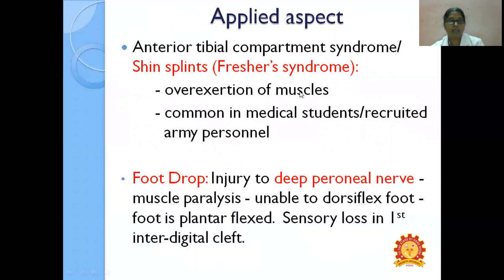The second one, the most common and most familiar, is foot drop. So what happens in foot drop? There is an injury to the deep peroneal nerve. As a result, the muscles of the anterior compartment of the leg will get paralyzed. So the person will not be able to dorsiflex the foot. The foot is in a plantar flexed attitude. In addition, there is a sensory loss in the first interdigital cleft.